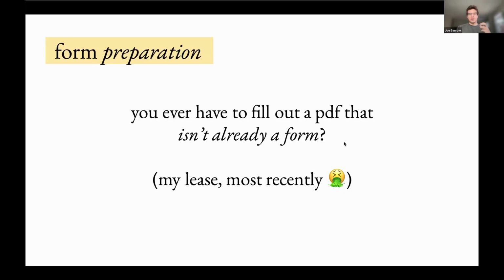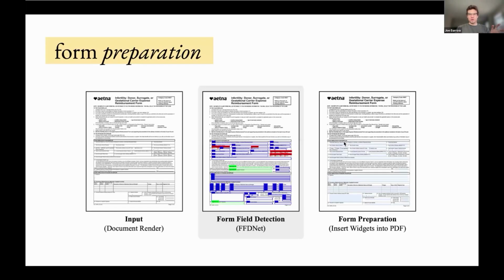But how do you actually do form preparation? The idea here is we have some input, we want to render the document. And then given the document, we want to detect where the absence is, where the field should go. And then we can do some PDF magic to get those back in as fillable fields in the PDF.